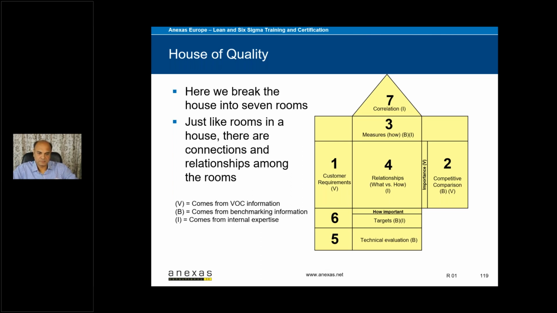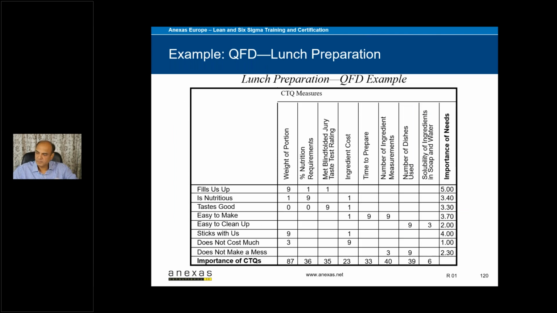The first room is the customer's requirements. So we'll take 2 examples. One example, a very quick example, QFD for lunch preparation. Suppose you are running an online, say, supply chain of lunch preparation or supplying lunch to the people. If I focus only on the lunch, the customers say that it should fill up, should taste good, etc. These are all the requirements. Should be easy to clean up, should not cost too much.